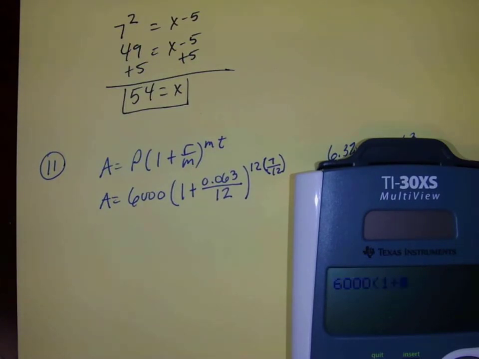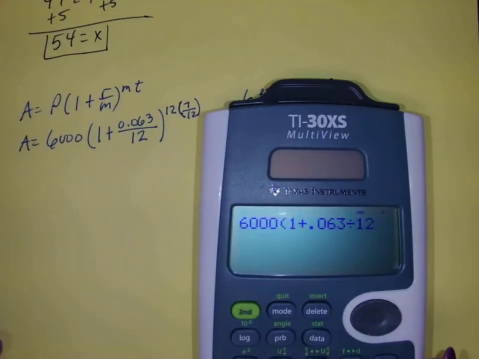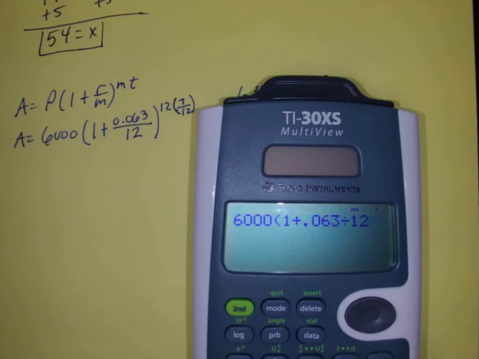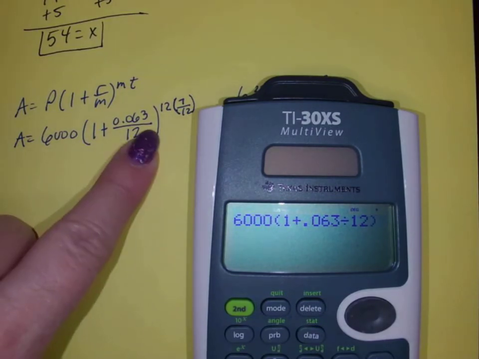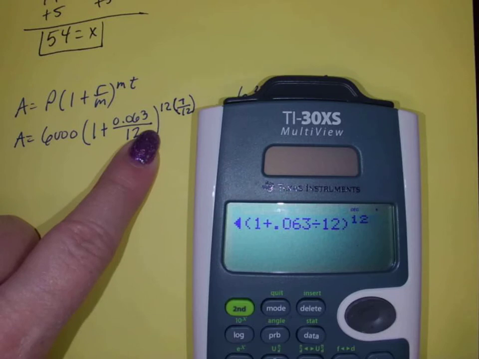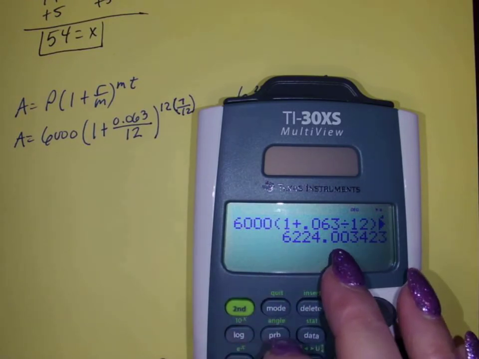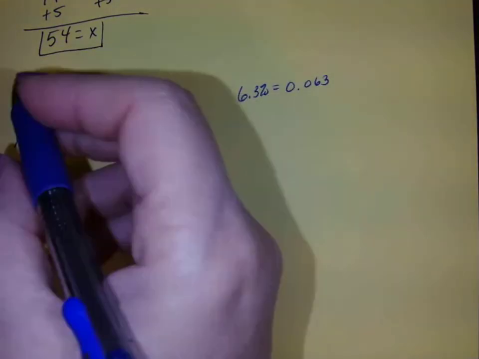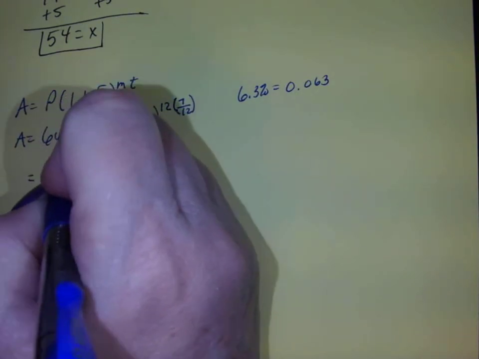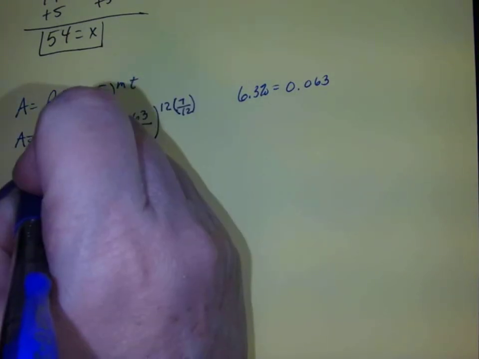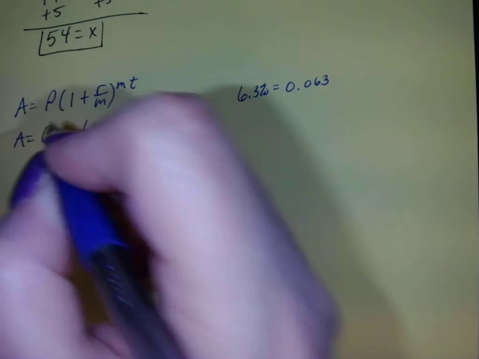All right, so we've got 6,000 times 1 plus 0.063 divided by 12, close your parenthesis, and then raise it to 12 times 7 divided by 12. Of course, the 12 will cancel. And we get $6,224, because the 3 won't cause it to round up. And there's your final answer.